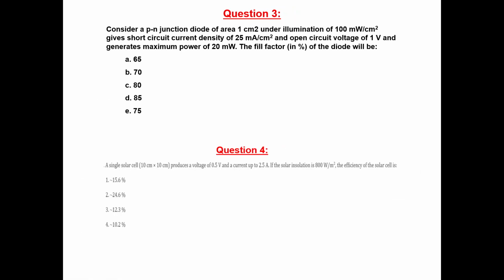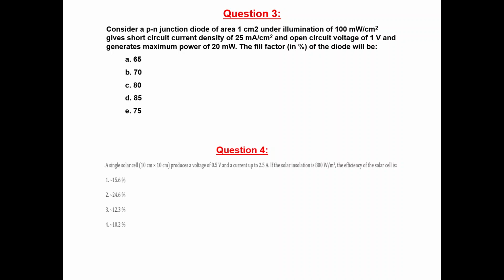The question number 3 is, consider a PN junction diode of area 1 centimeter square under illumination of 100 milliwatt per centimeter square, which gives a short circuit current density of 25 milliampere per centimeter square, and open circuit voltage of 1 volt, and generates maximum power of 20 milliwatt. The fill factor in percentage of the diode will be. They are asking a fill factor. It's a 1 minute question for you, Mele.